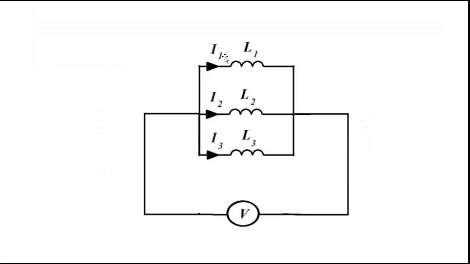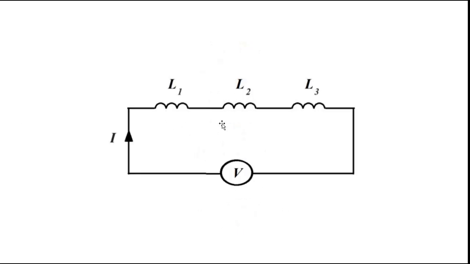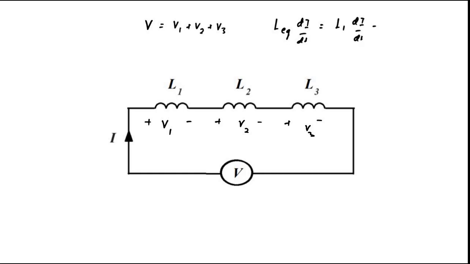And if we have three inductances connected in parallel, how do we know that it is in parallel? Because they have the same potential difference across them. How do we know that they are in series? If they have the same current flowing through them. Let us say they have the voltage drops V1, V2 and V3. So here V is equal to V1 plus V2 plus V3 as per KVL. So the equivalent inductance L_EQ di by dt is equal to L1 di by dt plus L2 di by dt, because the same current is flowing through them, plus L3 di by dt. If we take di by dt common, we have L equivalent equal to L1 plus L2 plus L3.